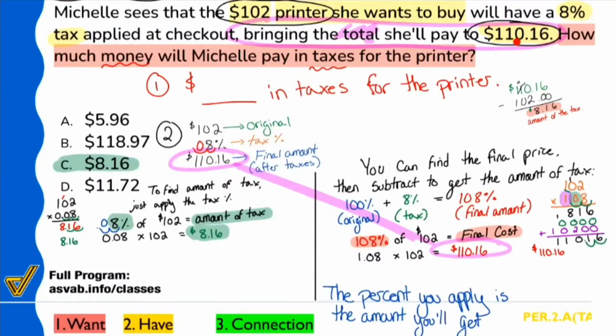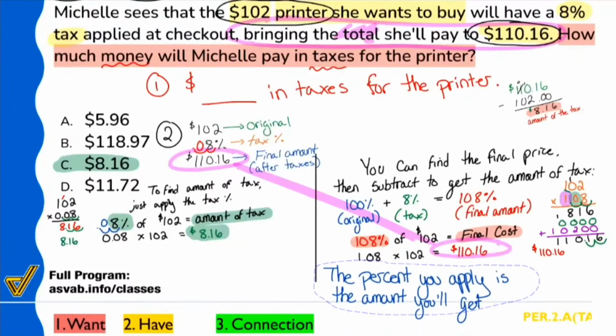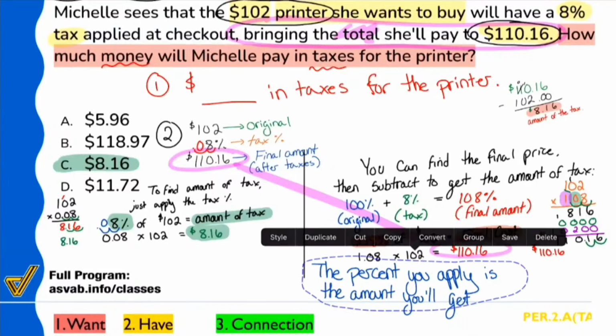And number two, once we get there, if we would have gotten there accidentally, all we would have had to do was subtract to find the amount of the tax. So that's really what I wanted to point out there. So let me move this up, give you one more chance to take a screenshot, and we are moving forward.